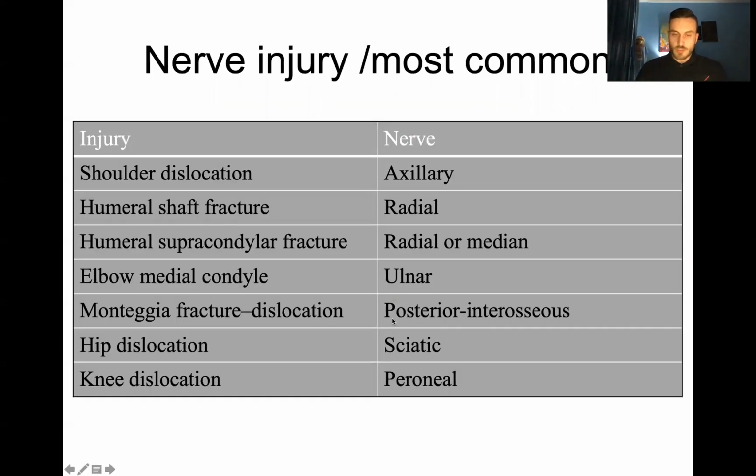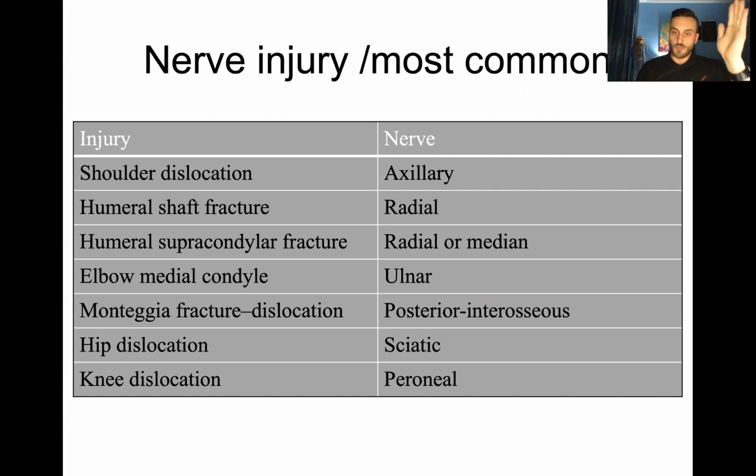This table is important also as the vascular injury. This is for the nerve injury. Shoulder dislocation, the axillary nerve. Humeral shaft fracture, very common. Radial nerve, because you know the radial nerve is going from the medial side, and as it's going distally, it's going to the lateral. So it's going in the spiral groove around the humerus. So in the mid-shaft humeral fracture, you have to think about the radial nerve injury.